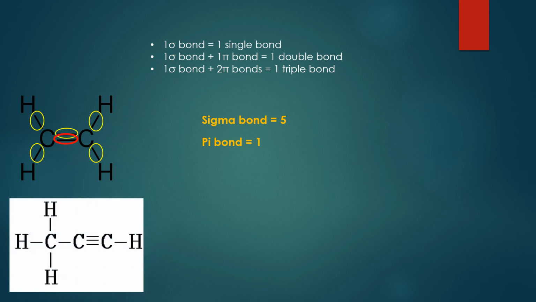Next example. So we have this particular molecule here. Let's see. So that's 1, 2, 3, 4, 5, because in a triple bond, one of the bonds will be sigma. Remember that. So that's the fifth one, and that's the sixth one. So a total of 6 sigma bonds. Now, because a triple bond has 2 pi bonds, the pi bond total is 2.